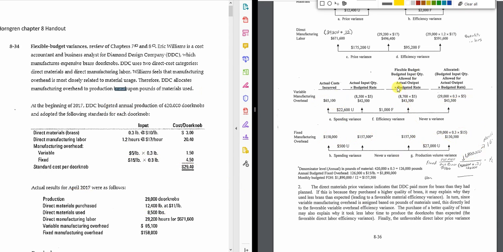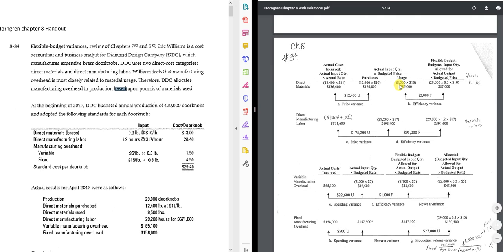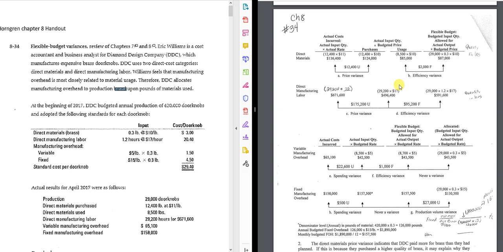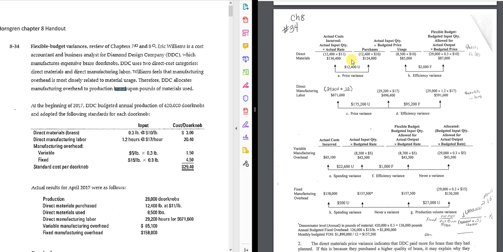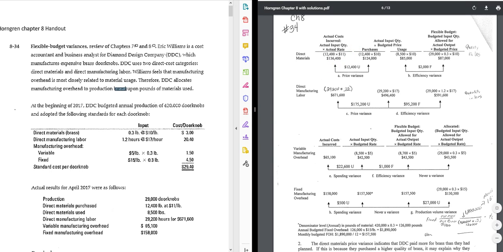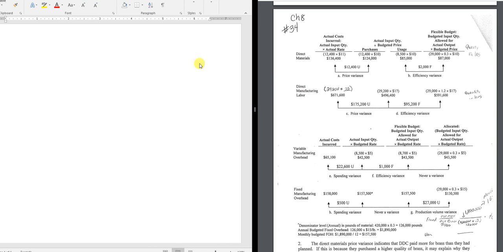Okay, so I think I've done all those. Let's see if they have the journal entries. Okay, they don't have their journal entries. Let's just talk about them. Okay, so we're going to go ahead and make the journal entries over here for this one.